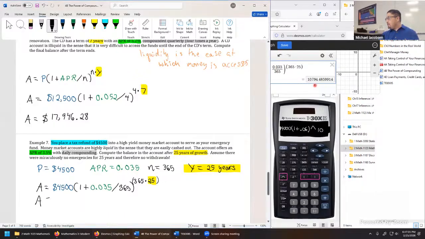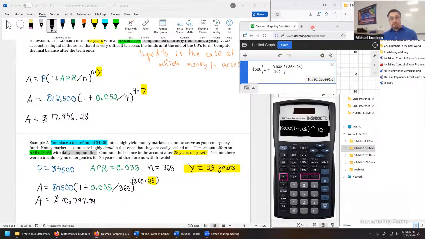But the amount is $10,794 and 49 cents altogether. Well, any questions at all, folks, finding that value? Any questions with the calculator in particular?